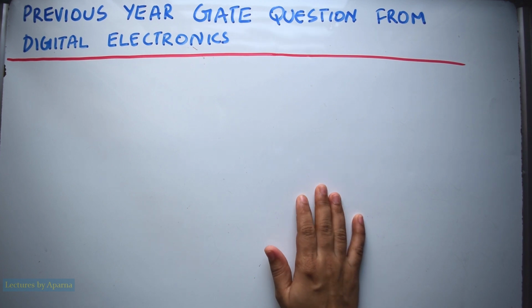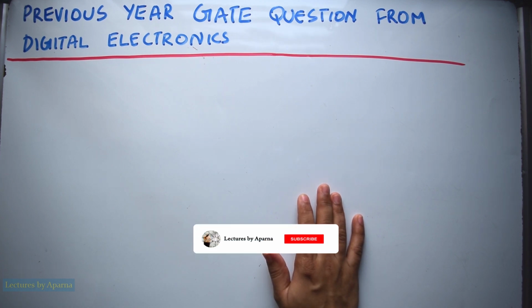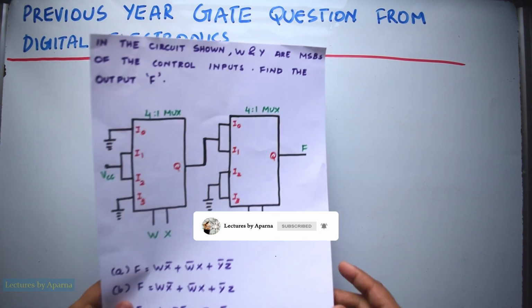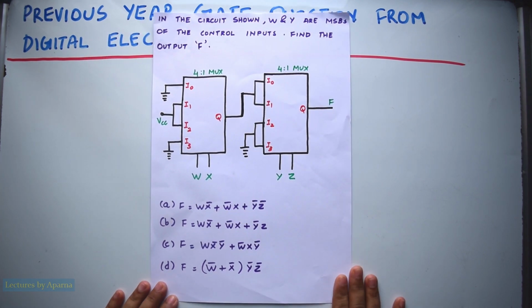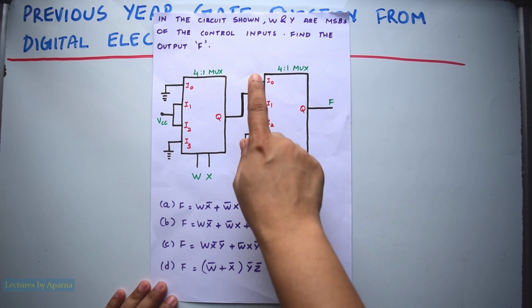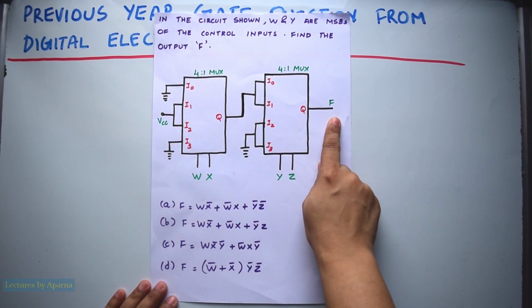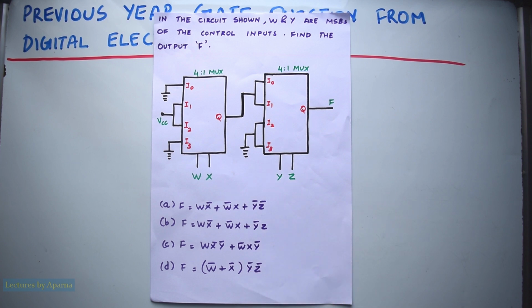In today's video, let us discuss a previous year GATE question from Digital Electronics from the topic multiplexers. I will read the question. In the circuit shown, W and Y are MSBs of the control inputs. Find the output F. These are the four options.